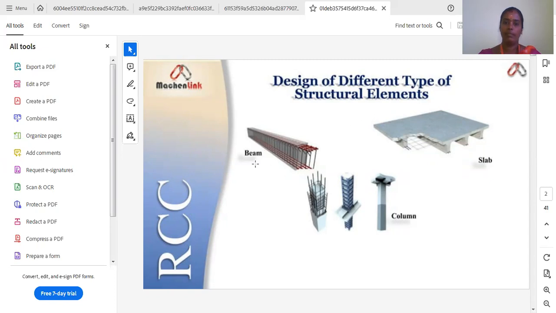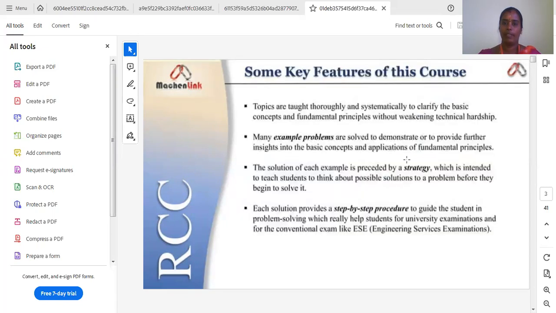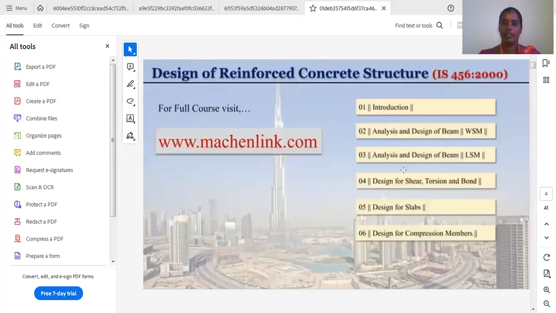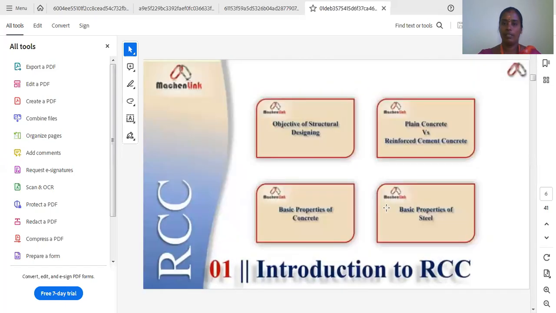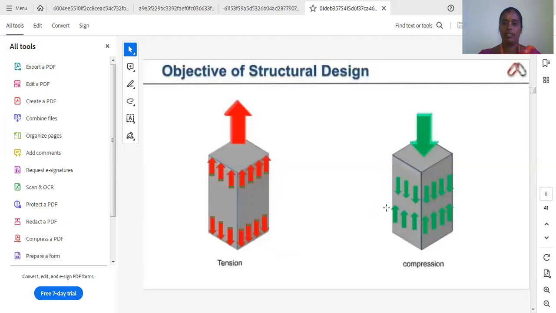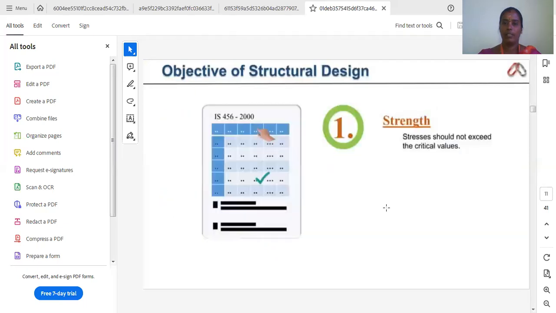So this is a beam. This picture shows the beam. It is a horizontal member, and the column is a vertical member. Then it is a slab. Here you can see the introduction, then analysis and design of beam. The analysis can be done by three methods. Okay. What are they?